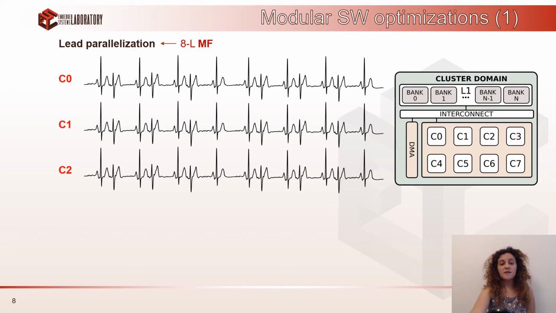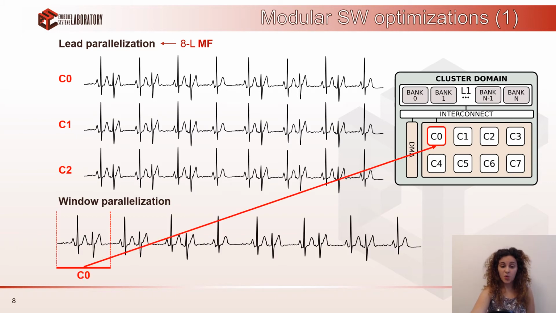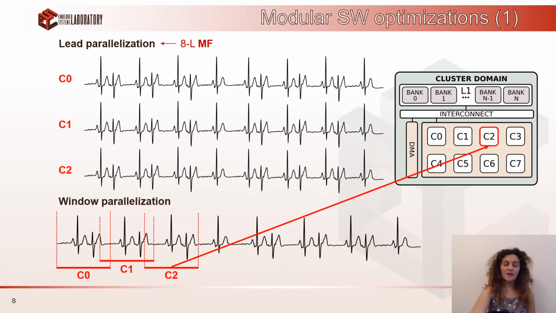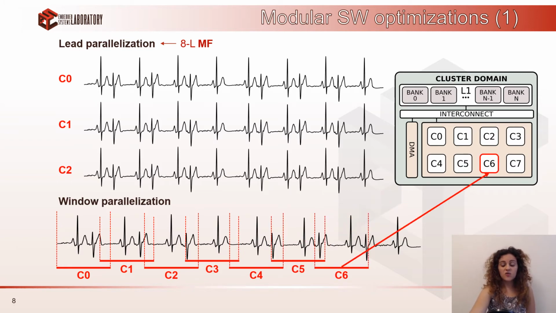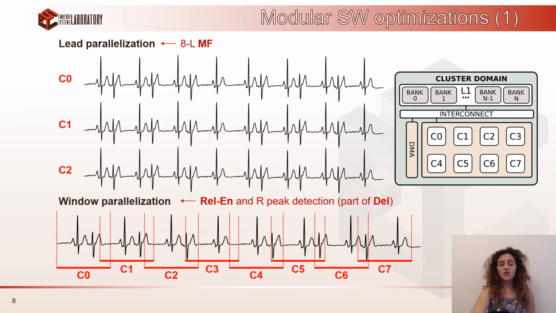In this case, a window parallelization can be implemented. The data to be processed is divided into multiple windows of the same length, and they are assigned to each core for processing. This can also include an overlap, which shouldn't cause a big overhead. And we use this technique for the relative energy and the R peak detection.